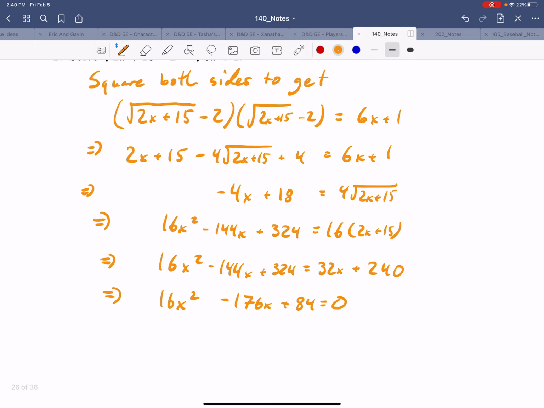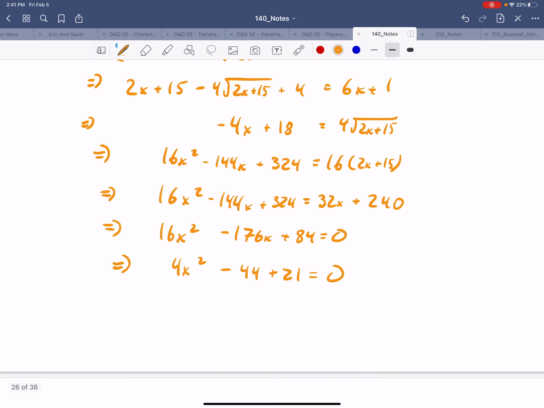Woof. This is a little much, right? Let's divide out by 16 at this point. I think we can, not going to work out perfectly. Well, if we try to divide out by 16, that's not going to be great because 84 doesn't divide that nicely. But we can divide out by 4, I guess, right? So that'll be 4x squared minus 44x plus 21 equals 0. Still not the nicest thing. Honestly, we can use the quadratic formula if we need to.